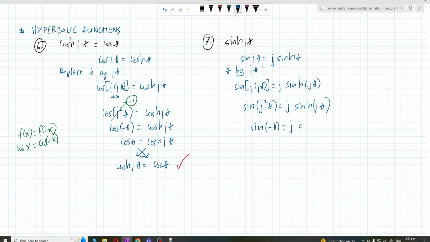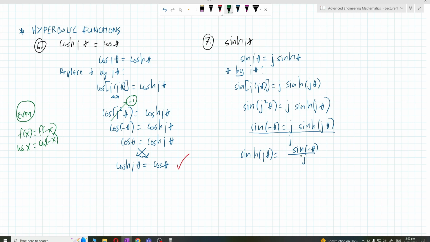Okay, j sine of hyperbolic of j theta. Then we divide both sides by j. Okay, para makuha natin guys yung sine hyperbolic of j theta equal to sine of negative theta over j. Okay, ito guys ito yung even function.